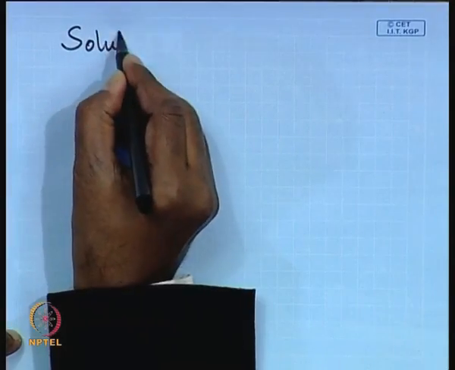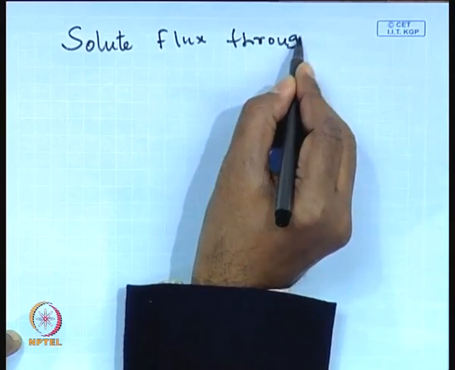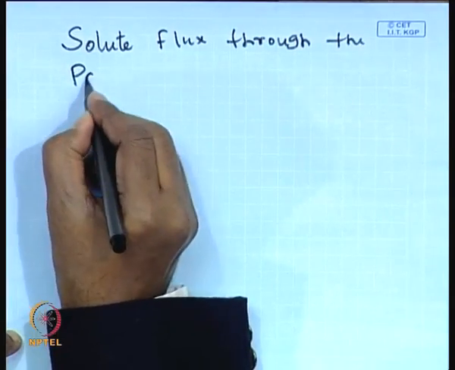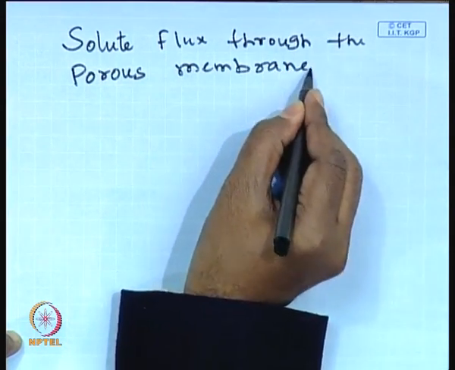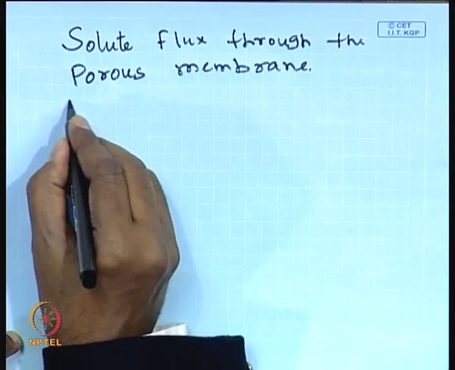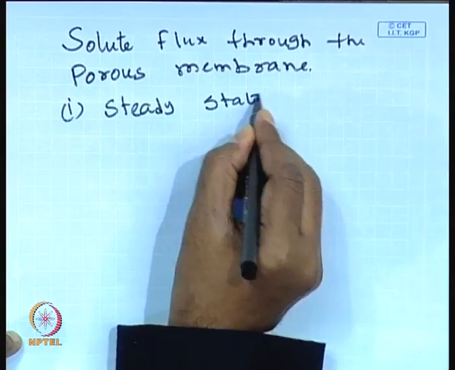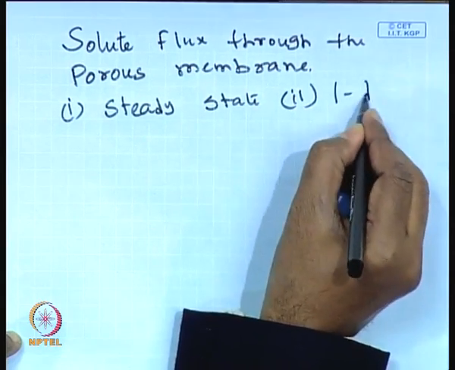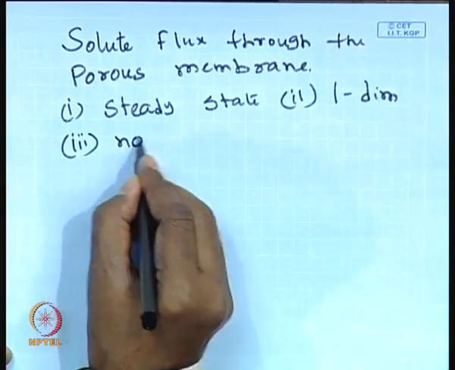Now, in today's class, we will derive the leftover portion of it, that is, what is the solute flux through the porous membrane. So, let us develop the solute flux through the porous membrane. Again, the assumptions involved are: one is steady state, second one is a one dimensional flow field, and third one is no coupling.